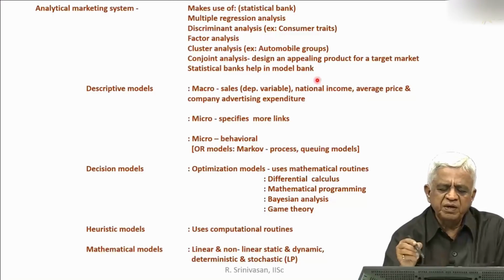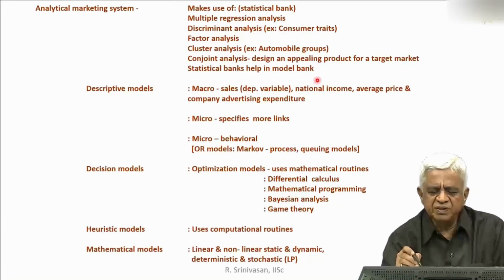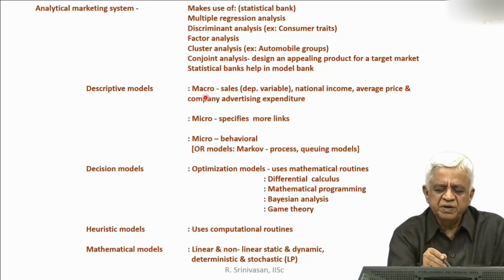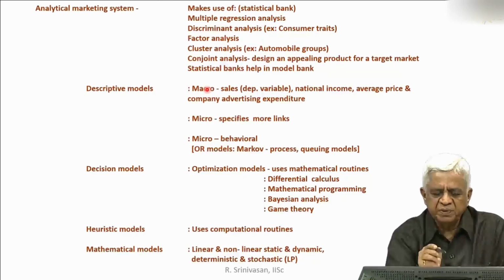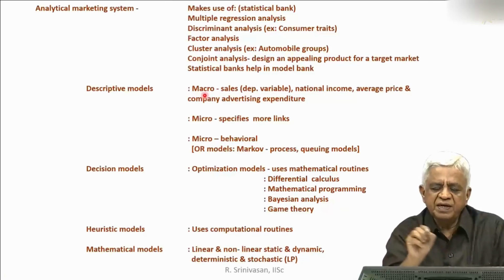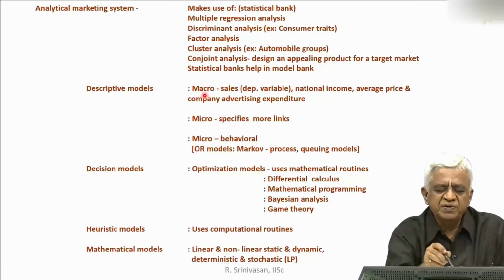The second one which we make use of is what is called the descriptive models. What do we mean by descriptive models? We look at two types of descriptive models. One is the macro, second is the micro. When we say macro, we are looking at a holistic level, that is a picture at the holistic level.